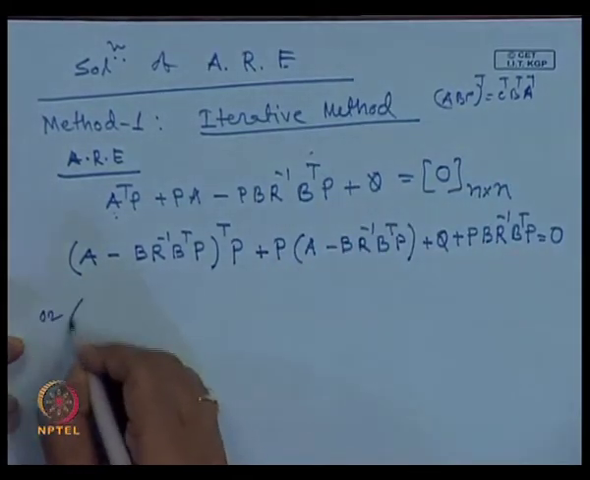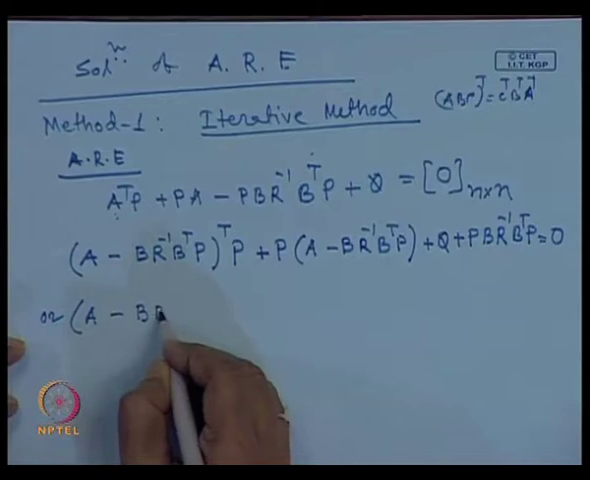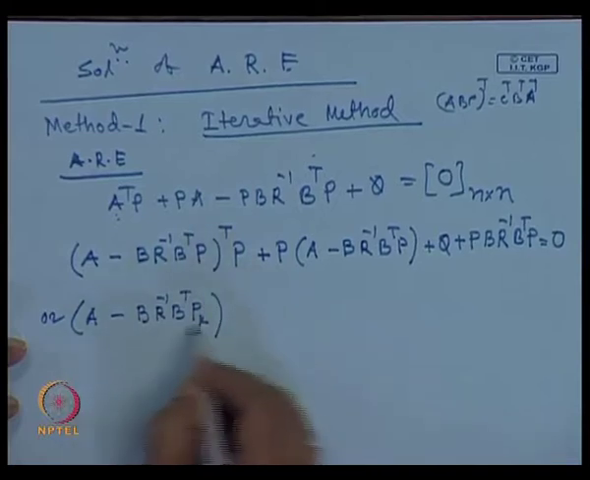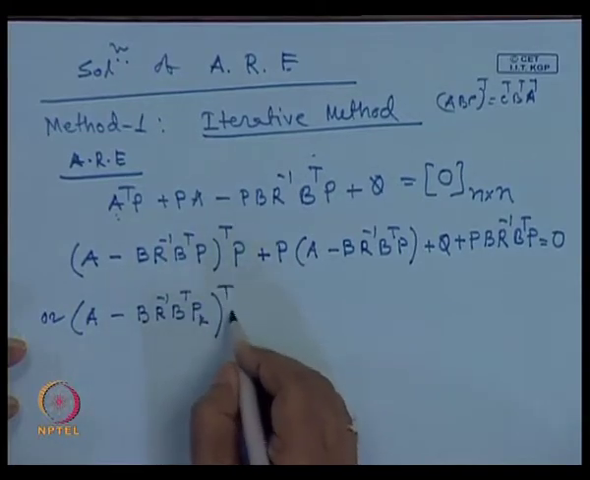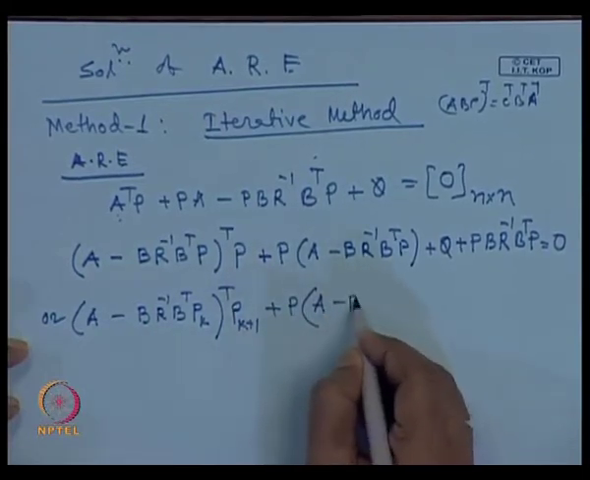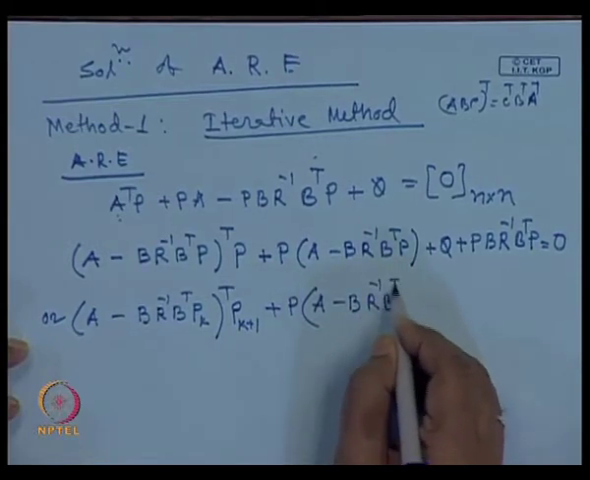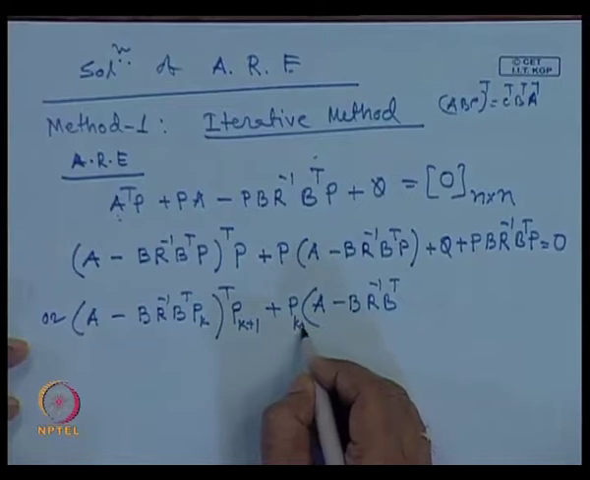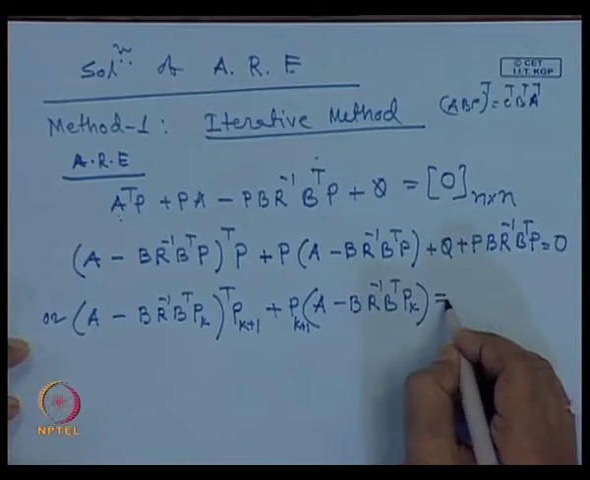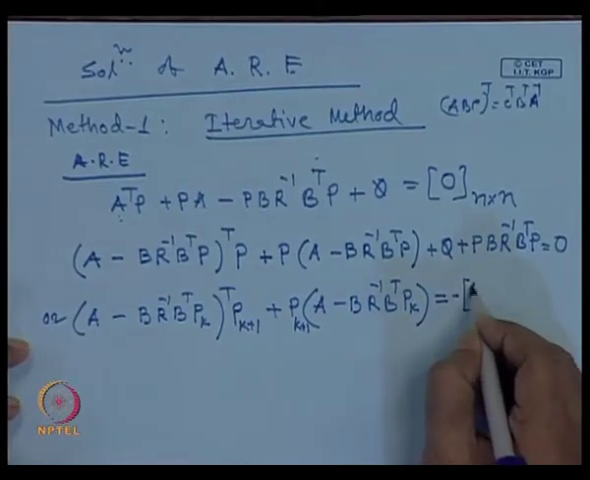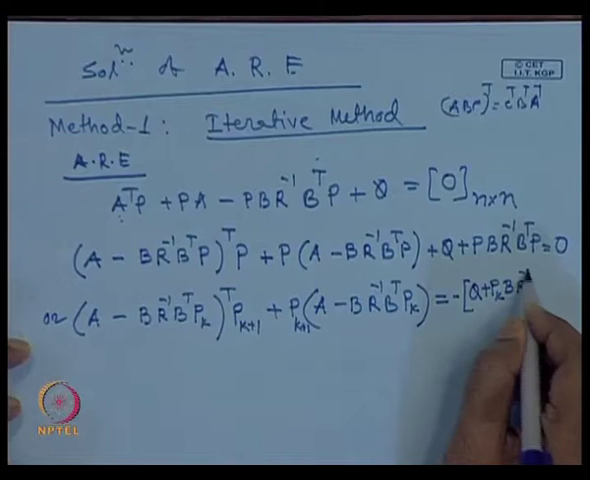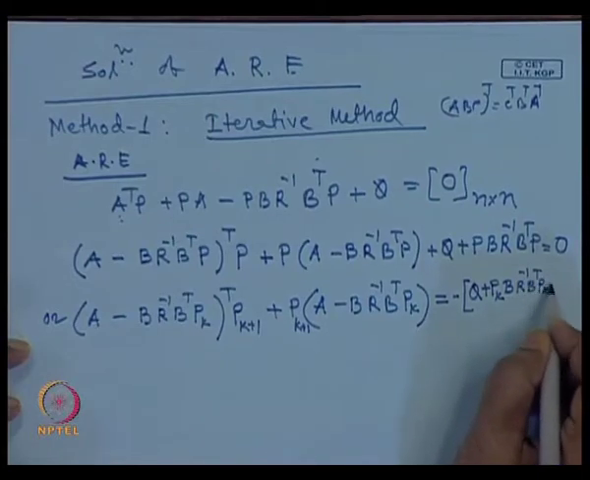So I am writing this in this form: A minus B R inverse B transpose transpose P, where I am writing P with suffix k, the kth iteration value of P, and P k plus 1, then P times A minus B R inverse B transpose. This is k plus 1, the iteration. If I take that side as equal to Q, then plus P k B R inverse B transpose P k.